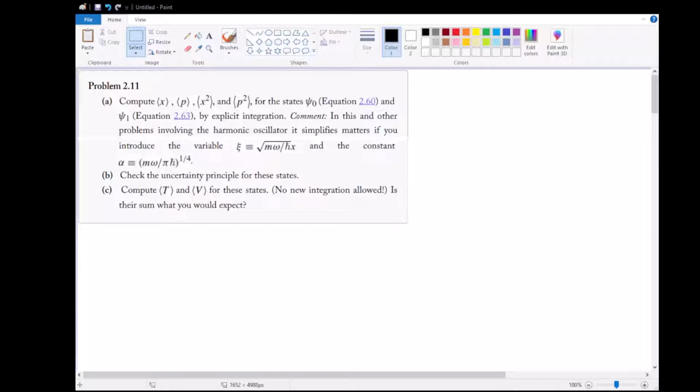Because of that, instead of doing A, B, and C together, I'm going to do A, B, and C for psi naught first, and then we'll do it again for psi 1. A lot of the integration, pretty much 90% of our time, is going to be spent doing part A for both psi naught and psi 1.